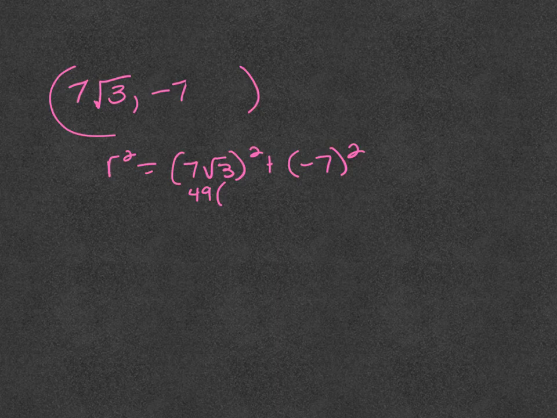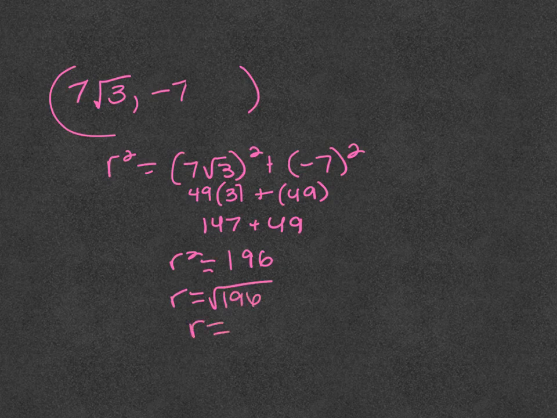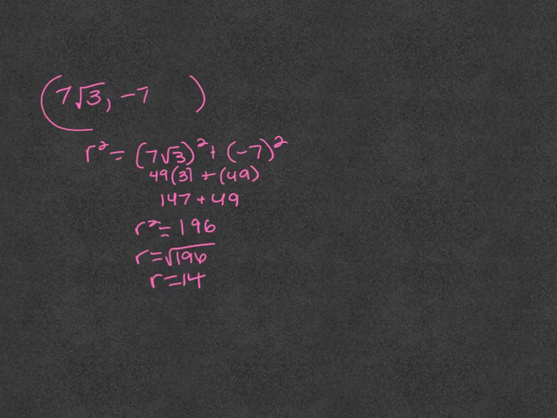Okay. This would be 3, and this would be 49. So that's 147 plus 49, 196. R squared equals 196, and r is the square root of 196, which is 14. So that's where the r comes from.